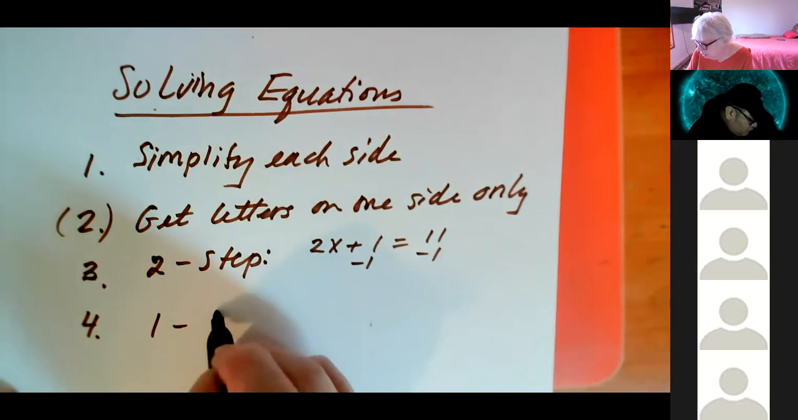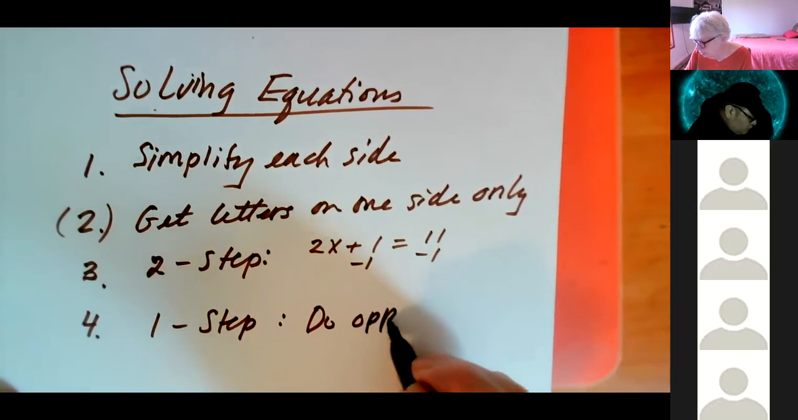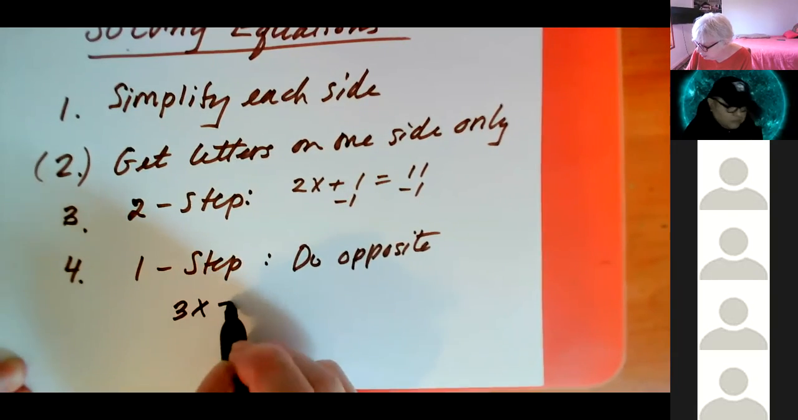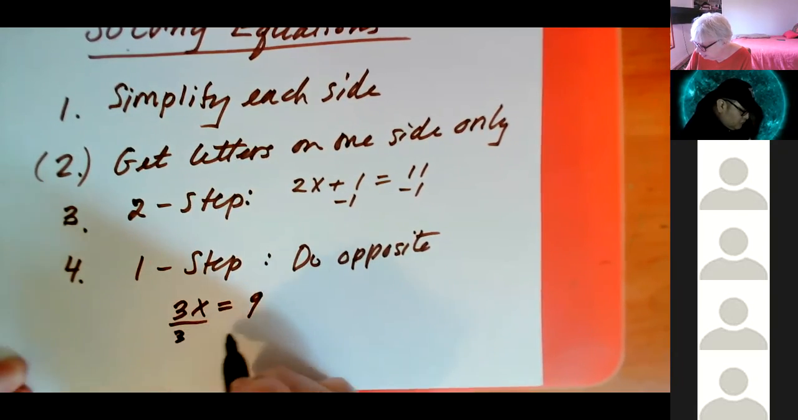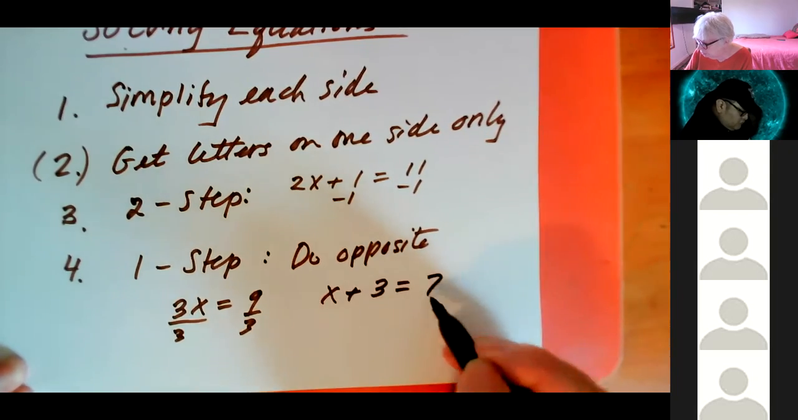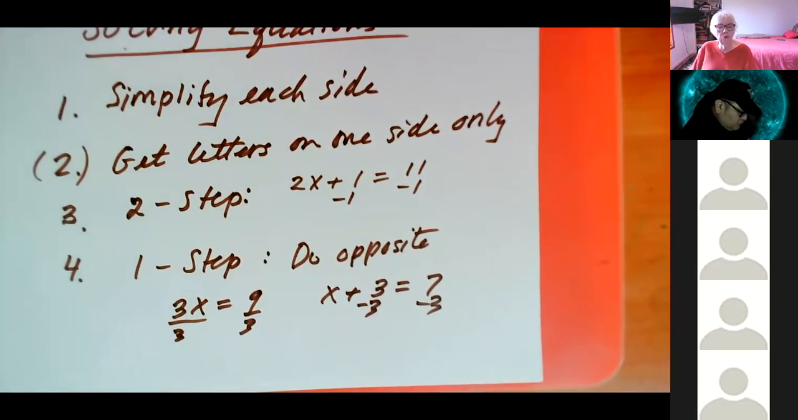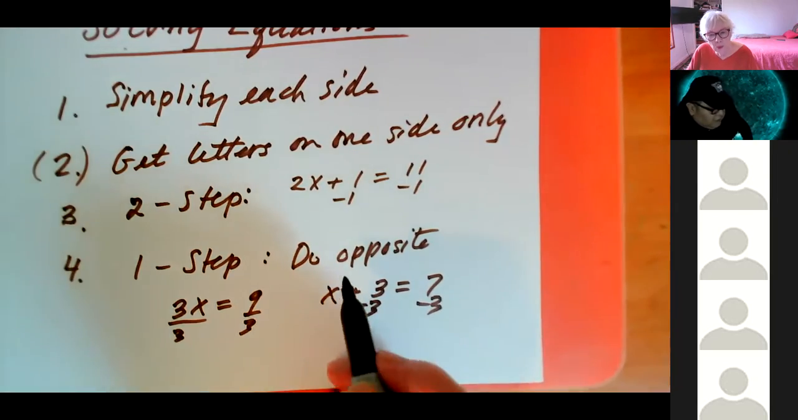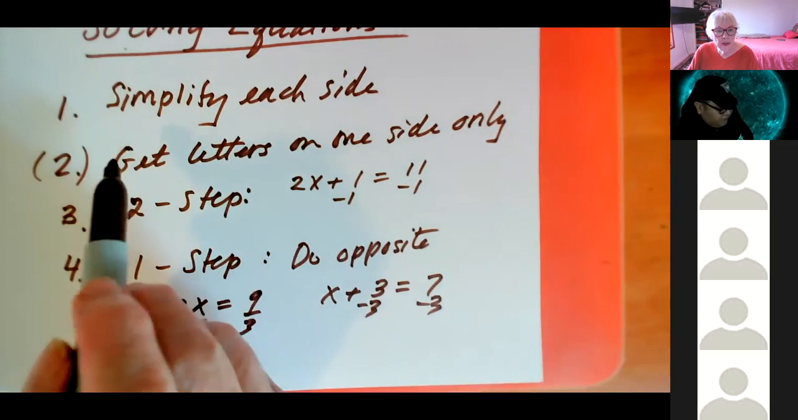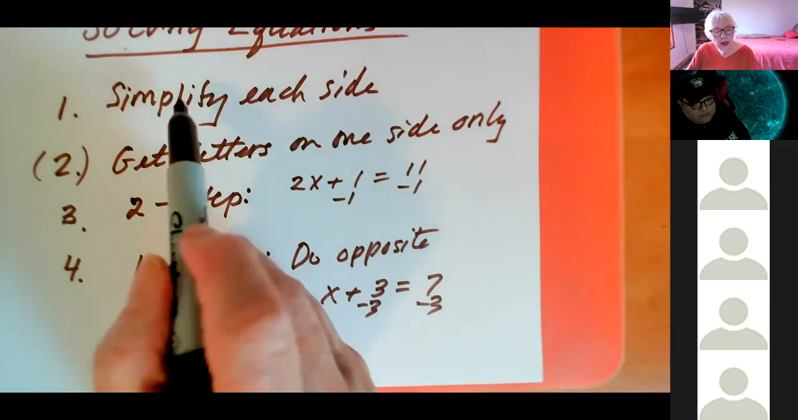The next is 1 step. And what you do is do the opposite of whatever is there. So for instance, if it's 3x is 9, you divide. If it's x plus 3 equals 7, you subtract. In other words, you do the opposite of whatever is left. And there's just 1 step left, so you do the 1 step, and that's it. So this will eventually come in when the problems get harder.